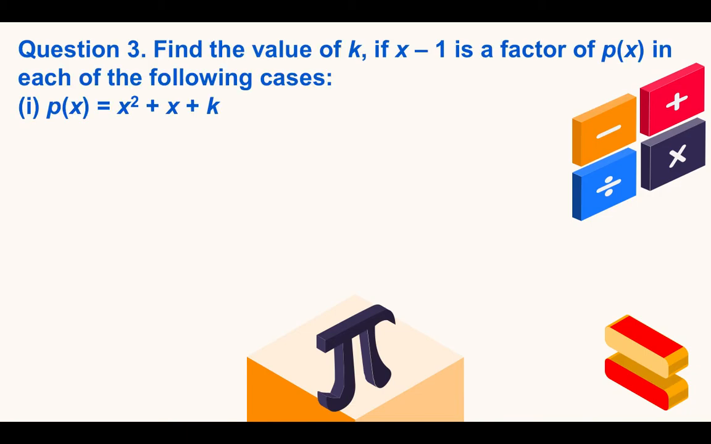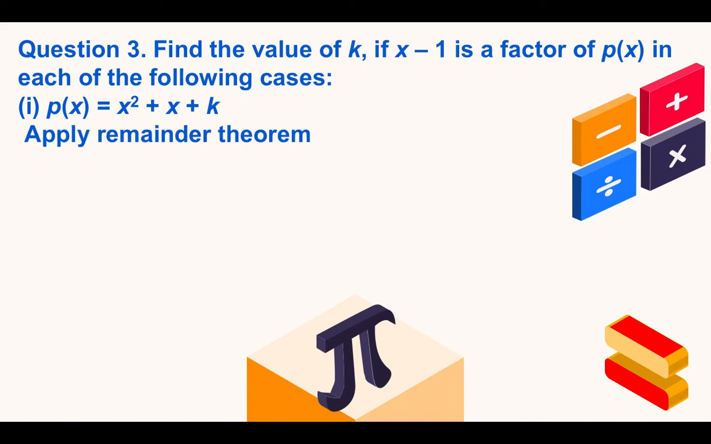Now the next question, question number 3. Find the value of k if x minus 1 is a factor of p(x) in each of the following cases. If you are given that a number is a factor, that is x minus 1 is a factor of p(x), means by remainder theorem you can apply that x minus 1 is equal to 0, and if it is a factor then p of 1 will be 0. So let's see how we'll move on with the question.